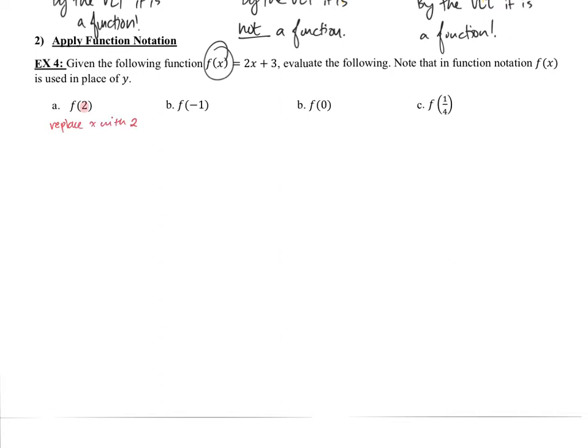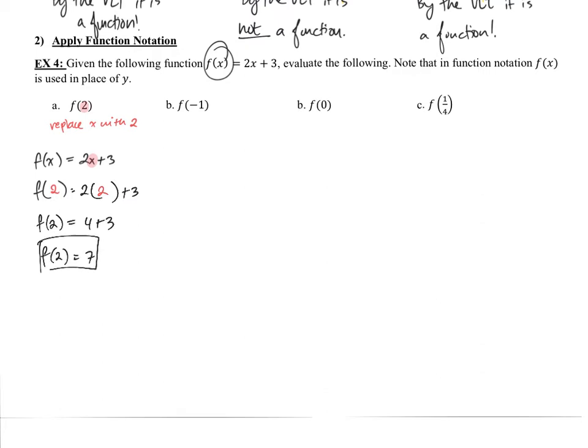All right, let's take a look at our original equation. We had f of x equals 2x plus 3. And now we're told to find f of 2. Okay, so in the former equation, where do you see x? Right there. So I'm going to replace that with 2. So that'll be 2 times x, which is now 2, plus 3. Simplifying that, I get f of 2 equals 4 plus 3, so f of 2 equals 7. And I'm done.